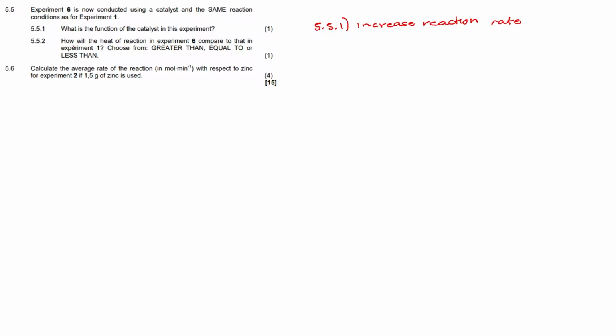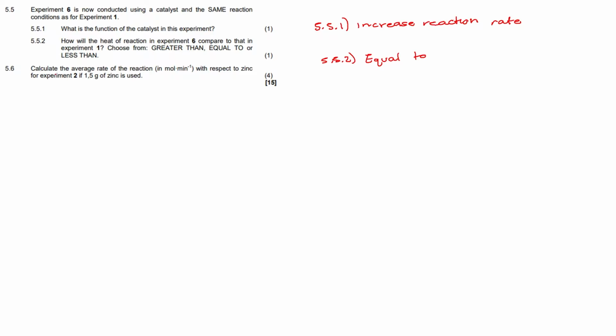Question 5.5.2. How will the heat of reaction in experiment 6 compare to that in experiment 1? Choose from greater than, equal to, or less than. When a reaction has the presence of a catalyst, it only changes the rate of the reaction. It does not change anything else in the reaction, such as the amount of products made or the concentration of the products at the end of the reaction. Therefore, the heat of the reaction will still be the same as experiment 1, making our answer equal to.